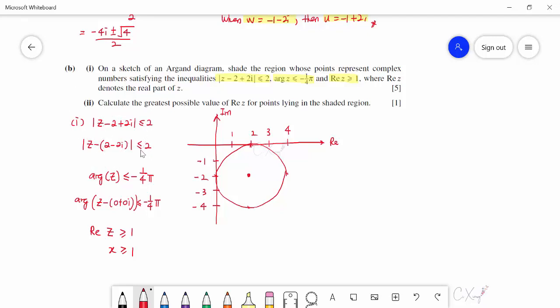And then if they want you to shade the area smaller than or equal to 2, that means originally you have to shade the whole circle inside. All right, then now we proceed to the second part. Argument z smaller than negative 1 over 4 pi. So 0, 0 is here. Then from the right hand side, from the x-axis, you try to measure pi over 4 in clockwise direction because of the negative sign. So that means when you want to sketch the angle, it should be in clockwise direction. You measure 45 degrees down from the x-axis.